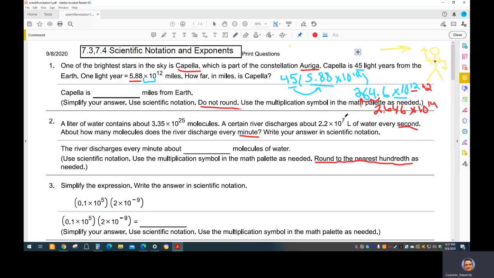Now, I see that this is going to be an important part here. This says the river discharges water at about this many liters per second. Are they wanting us to find the volume every second, or the volume every minute? So how many seconds are in a minute? We need to make these units the same.